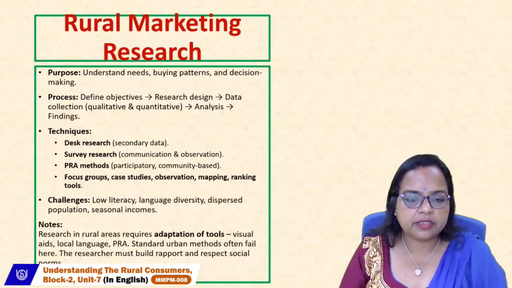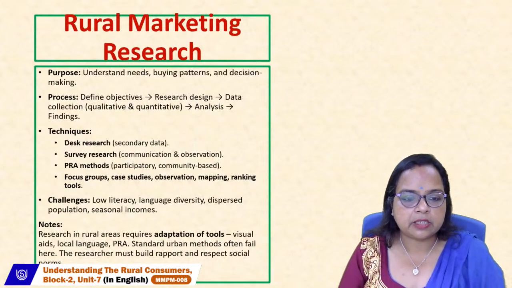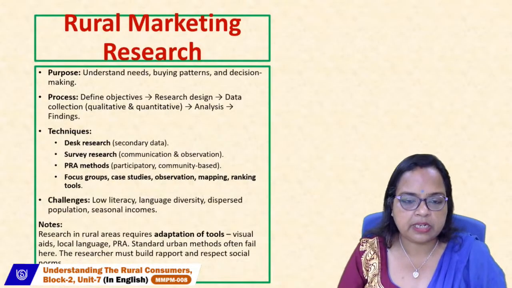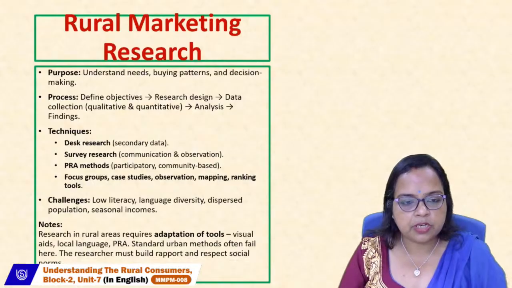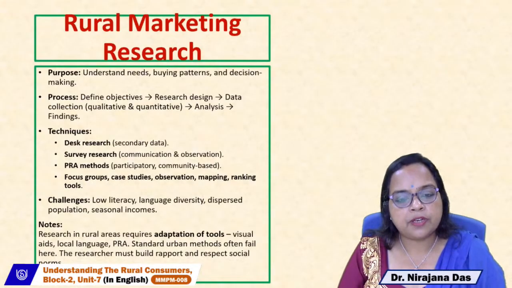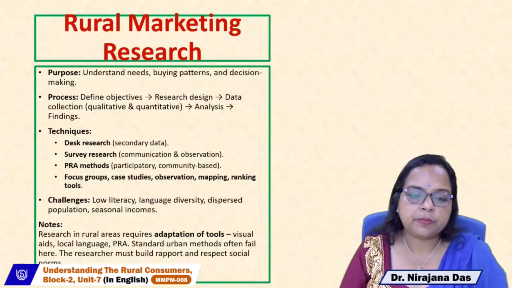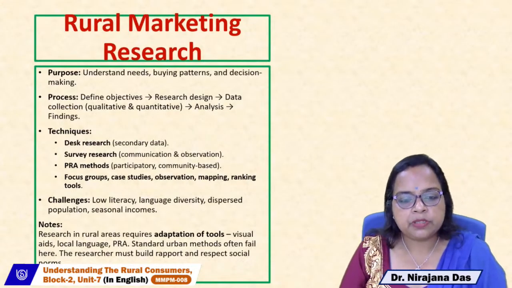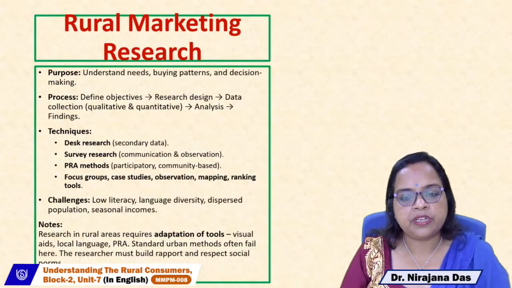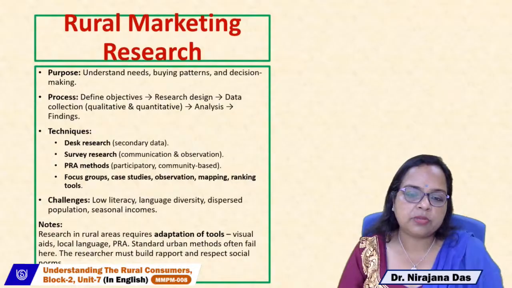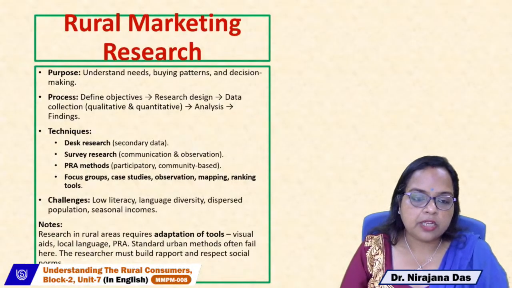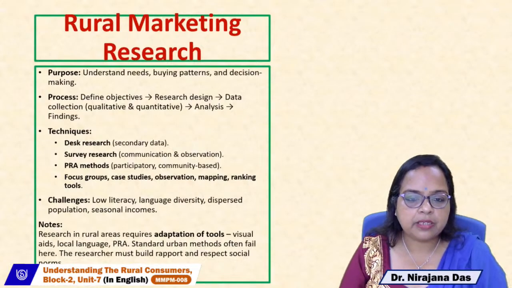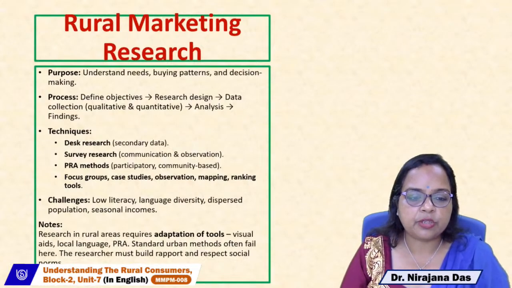To do the marketing research, we have different techniques like desk research, commonly known as secondary data analysis, and survey research through direct connection with the customers, communicating with them or observing their buying behavior. Third one is the PRA method, that is participatory community based, where the marketer and the buyer are talking and participating in a game or a storytelling activity, and the marketer is understanding their need and aspiration. Then the last ones are focus group, case studies, observation, mapping, ranking tools.